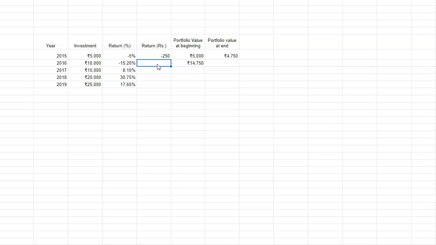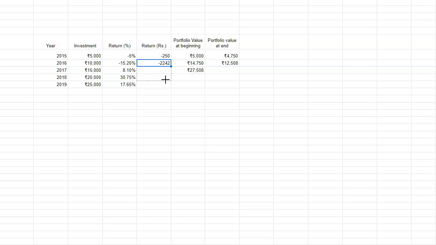Anyway, the return for 2016 is going to be minus 15.2% multiplied by the portfolio value at the beginning, which is minus 2242, and therefore the portfolio value at the end is simply the multiplication of these two numbers. And this goes on and on. So we have got 12,508, and we have got an investment of 15,000. Therefore, the portfolio at the beginning is going to be the addition of 12,508 and 15,000. In this way, we are in a position to calculate all of this.